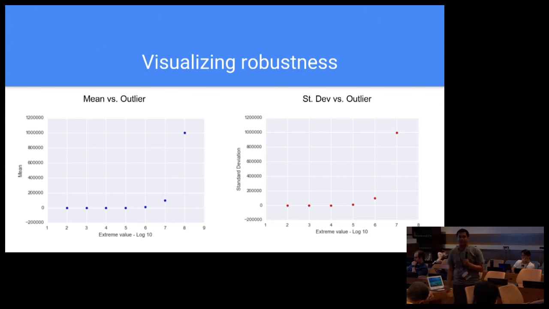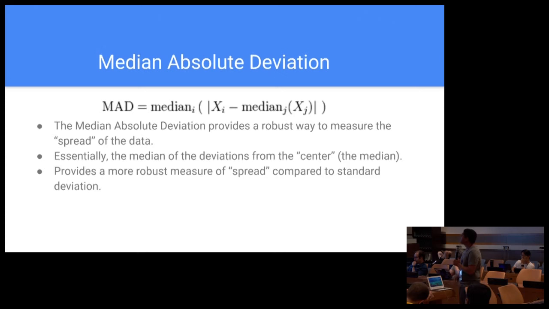So how can we get around this? Well, I mentioned it on the last slide: the median is pretty robust to outliers. So can we use the median to come up with a new way to define the center and spread? Yes, we can. This is called the median absolute deviation.